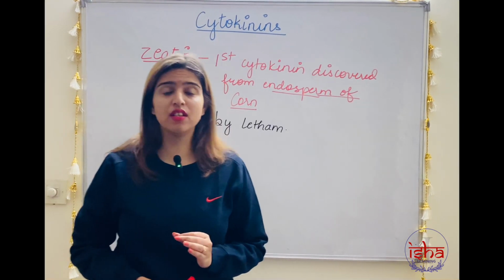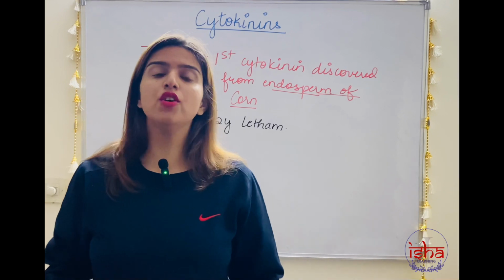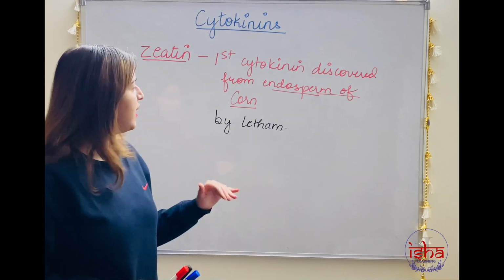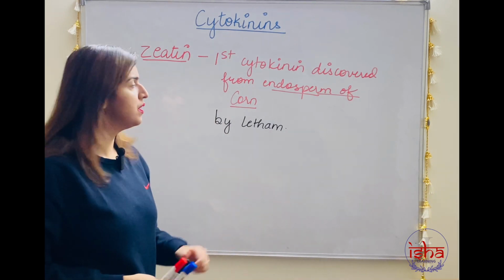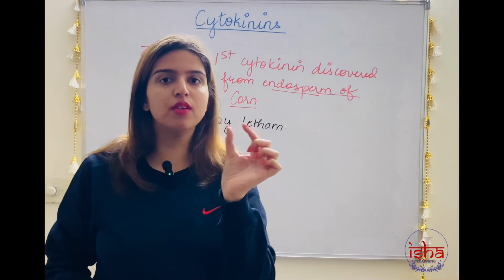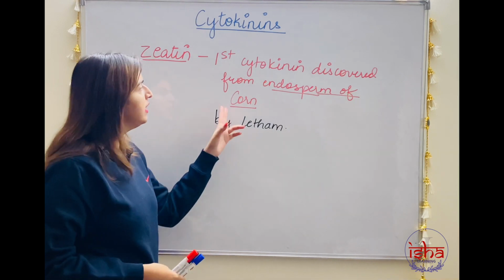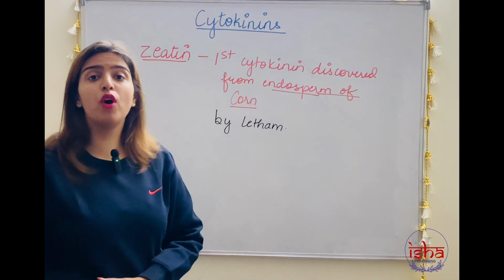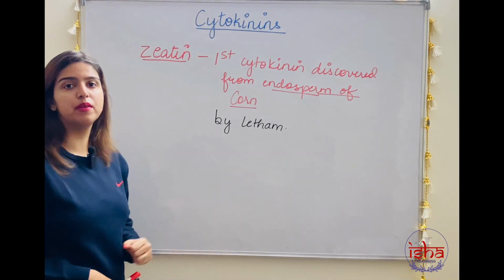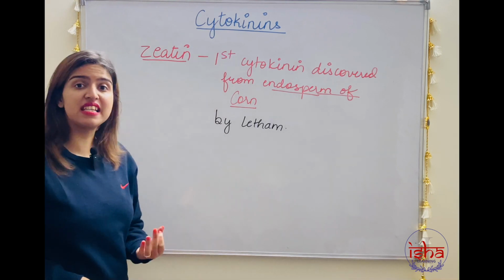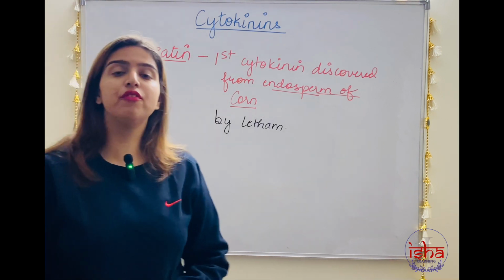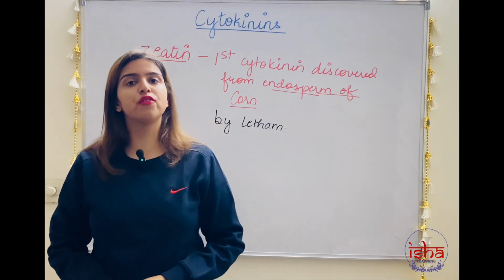Even though kinetin was not found in plants, the search for a kinetin-like molecule in plants was continued for a long time. Finally, it was found by Latham that the endosperm of the corn, the milky part in the corn kernel, contained a kinetin-like molecule. This kinetin-like molecule was actually called zeatin by him. Zea comes from Zea mays, that is the scientific name for corn. So zeatin is actually the first cytokinin that was discovered from plants.